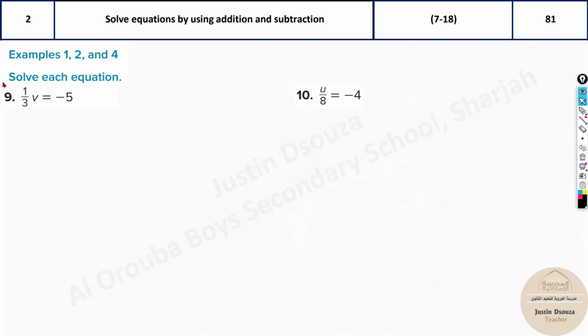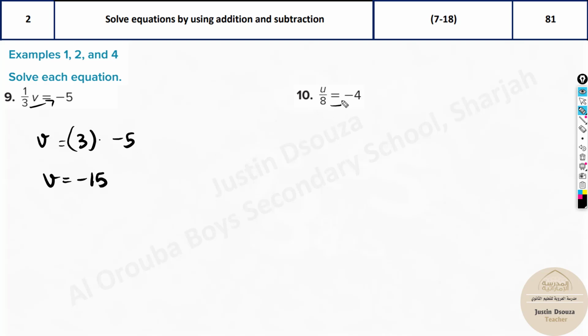Now, I'll do fractions as well. 1/3 of v. So what happens? We leave it over there. This 3 in the denominator, take it to the other side. 1 multiplied by v will be the same thing. This 3 goes to the other side. It becomes 3 multiplied by minus 5. So v is equal to negative 15. 3 times 5 is 15, and the negative sign.